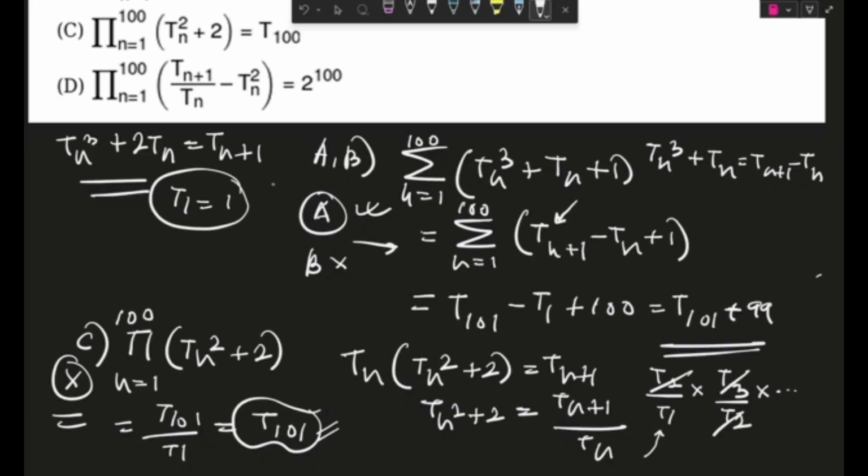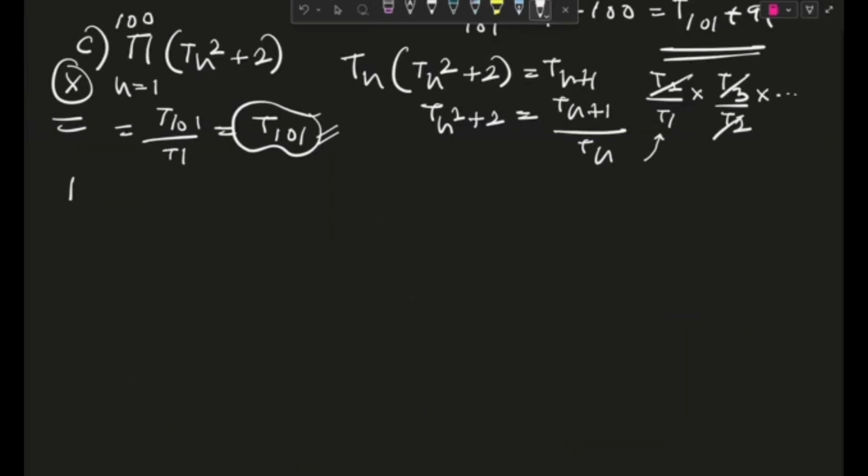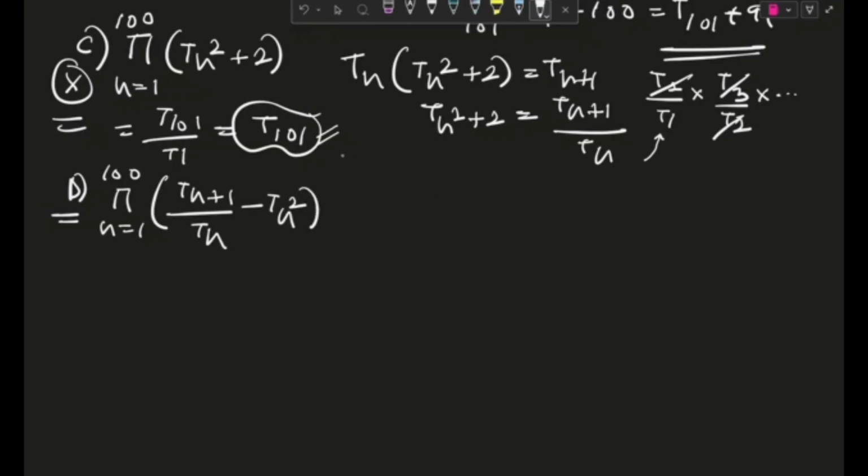So now let's move on to option D. Please see the expression, guys. I will change the page. So take a look at the expression. Okay, I am changing the page now. So now if we observe our option number D, this thing is your pi n equals to 1 to 100 tn plus 1 by tn minus of tn squared. And now we have to find this out, what this will result to be.